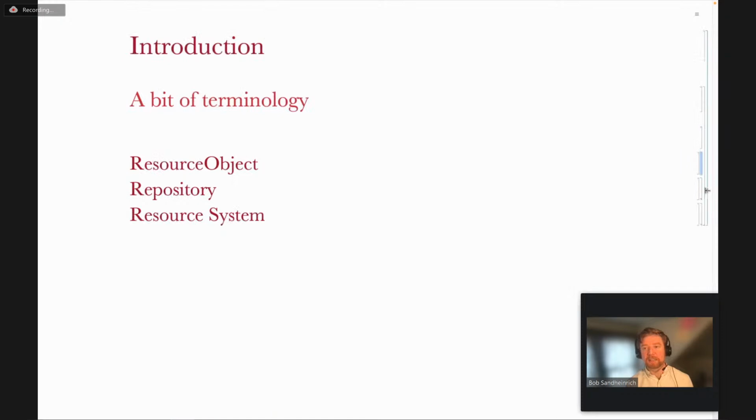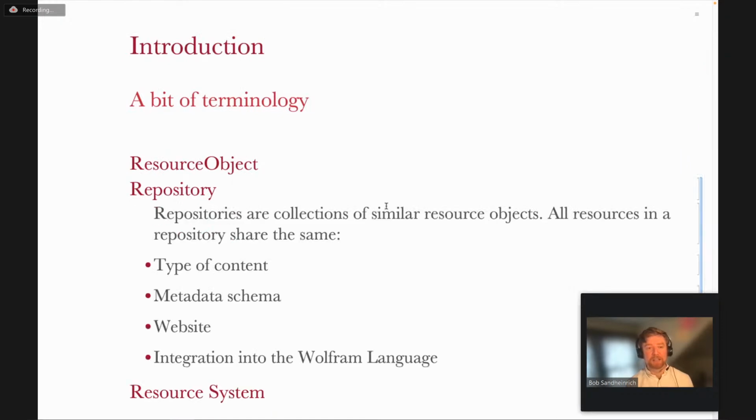All right, so what is a repository within the context of the resource system? So a repository is a collection of resource objects that all have the same type of content. The data repository is a repository where all of the resources are data. And that's a very general term when you're talking about the Wolfram language, because any expression can be considered data, but we keep it pretty consistent.